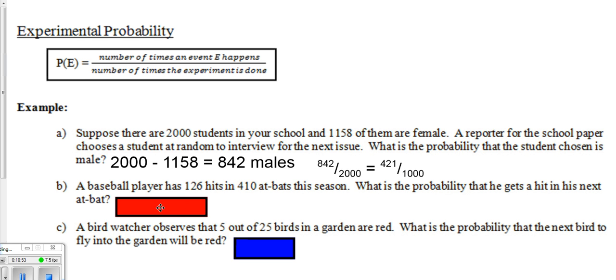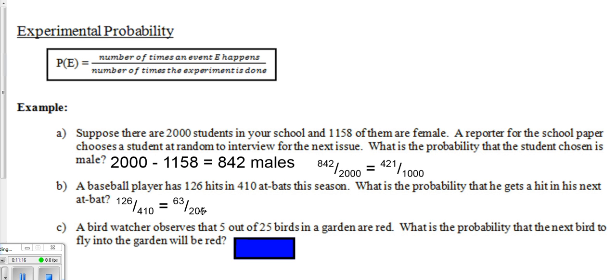Well, again, how many times did we run the experiment? 410 times. How many times did it actually work? 126 times. So we would say 126 out of 410. That's his experimental probability. We can reduce that, though, to 63 out of 205. So 63 out of 205 is the probability that he'll get a hit in his next at-bat.